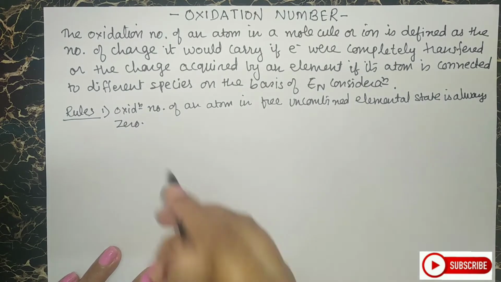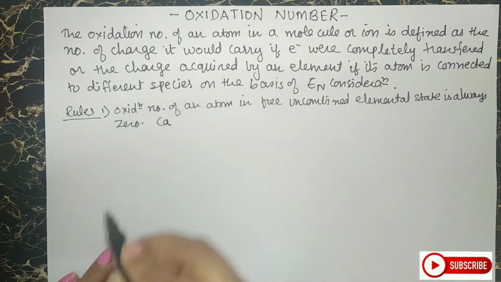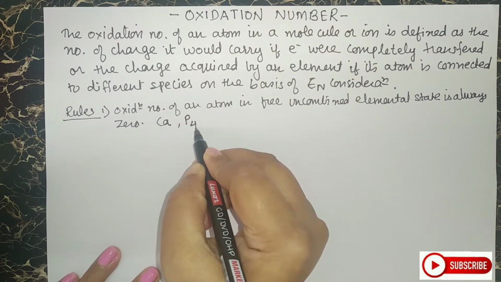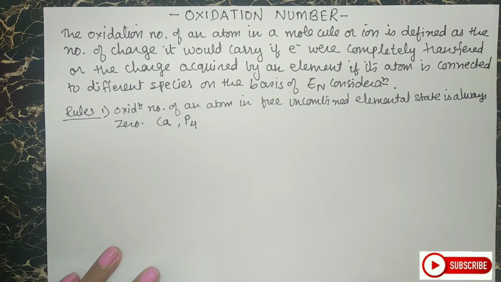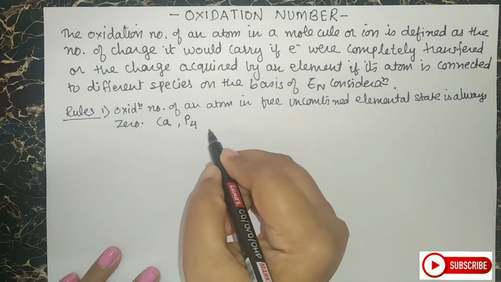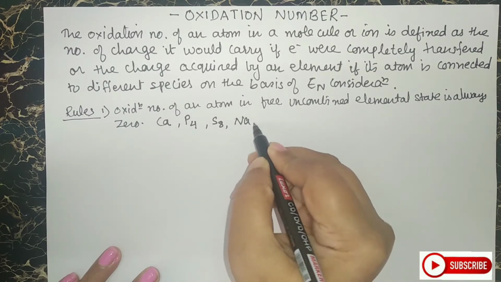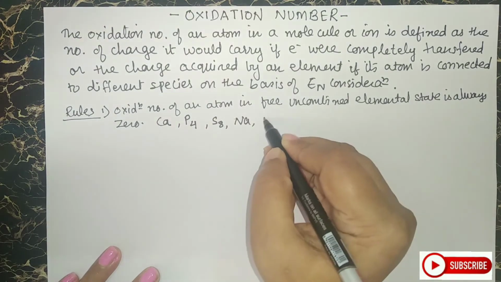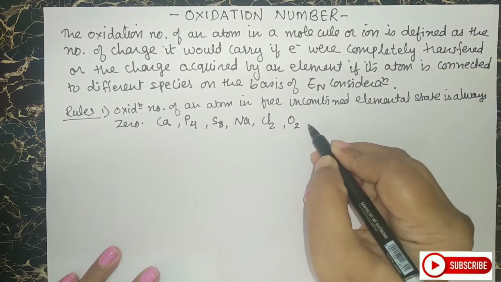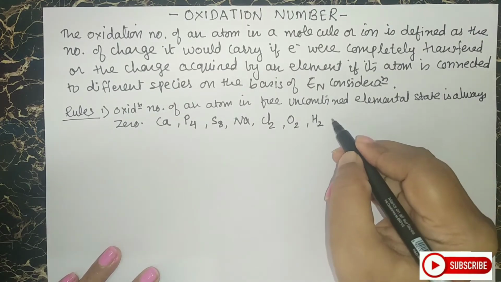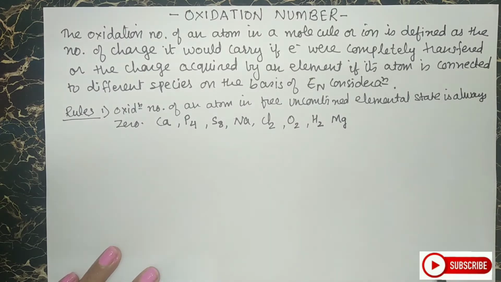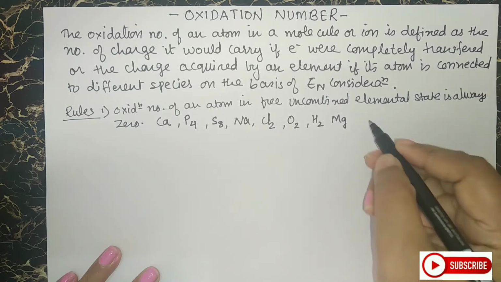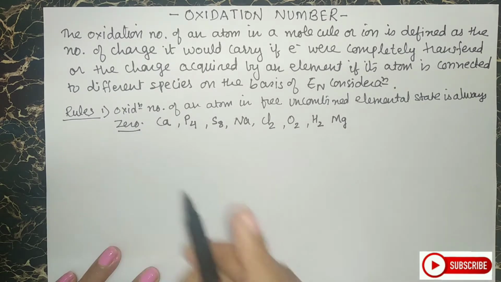Students, if I ask you to write calcium, you will write calcium as Ca. So this is its uncombined elemental state. Phosphorus, if I ask you to write, you will write phosphorus as P4. This is its uncombined elemental state. Similarly, sulfur, sodium. If I ask you to write chlorine, you will write Cl2, oxygen O2, hydrogen H2, magnesium Mg. So they all are called uncombined elemental state, and in all the free uncombined elemental states the oxidation number considered is 0.